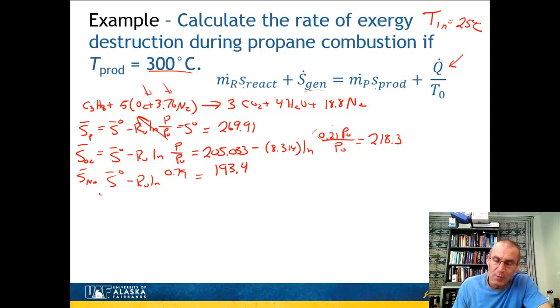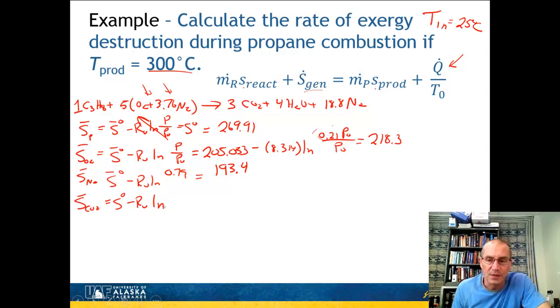So those are my 3 reactants. And you're multiplying that by the number of moles. I got a 1 in front of the propane, and then I've got a 5 in front of the oxygen, and 18.8 in front of N2. So now what we want to do is we want to do our products. So for example, one of our products would be CO2, so S of CO2, right? And that's going to end up being S0 minus Rn, and then my natural log.